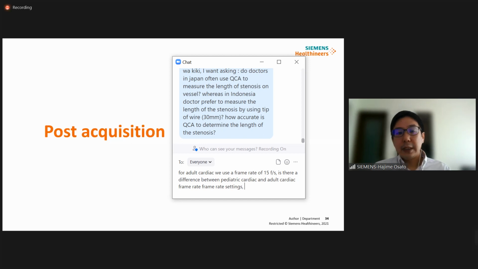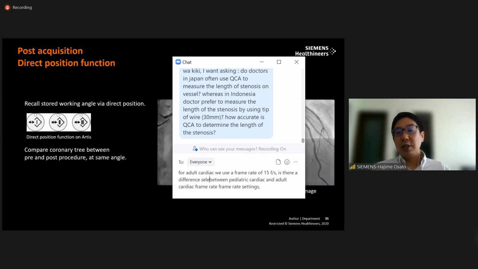All right, so after stenting, we move to the post-acquisition. After treatment, post-acquisition is required for comparing pre and post. So we have to reproduce the system position used in the pre-acquisition.